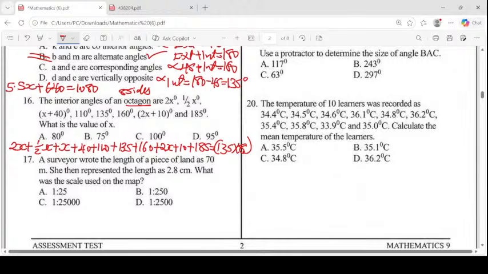Let us collect the like terms. So 5.5x is equal to 1080 minus 640. So 5.5x will be equal to 440. Divide by 5.5 on both sides, so I have 440 divided by 5.5. x is equal to 80 degrees, which is choice A for apple. I hope you've understood that particular concept.